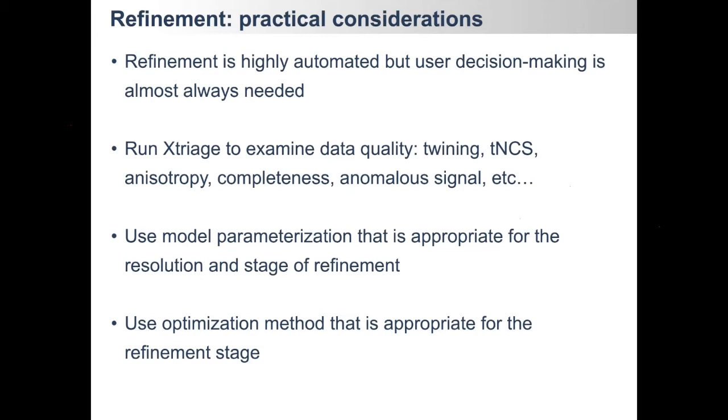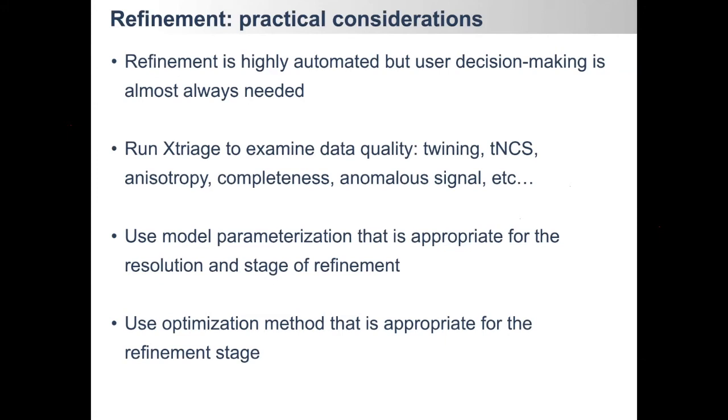The same goes here about model parameterization. Really, you need to use something that is appropriate for the resolution and stage of refinement. For example, there's a very classical question about using isotropic versus anisotropic B factors, and that decision is made based on the data resolution, right? And also the stage of refinement you are at.